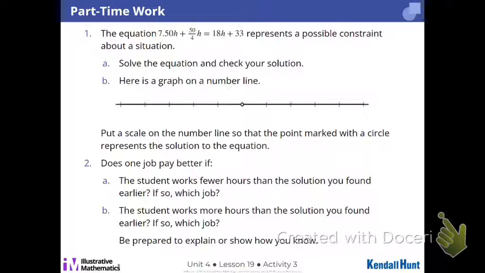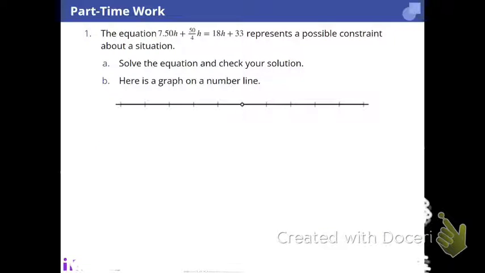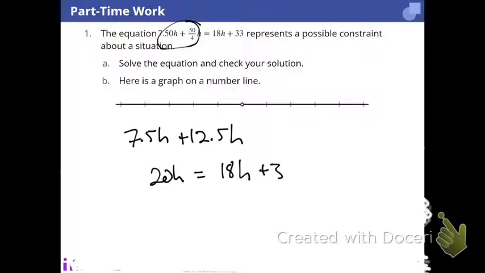So this equation up here is our two situations. We've got waiting tables, $7.50 an hour plus 50 divided by 4 per hour for tips. And we've got $18 an hour plus a $33 travel budget. All right? And you're going to figure out how many hours worked would you make the same money between these two jobs. So when we look at this equation, the first thing I'm going to do is combine my like terms. I'm going to have $7.50 an hour plus $12.50 an hour, that's 20 an hour. The other situation is 18 an hour plus a $33 travel budget, essentially.